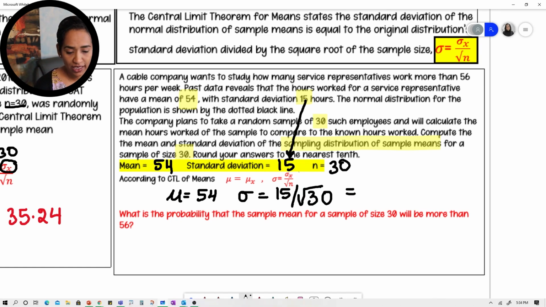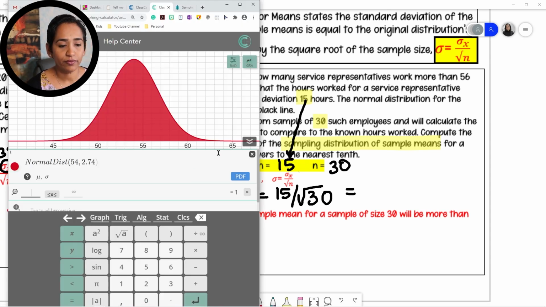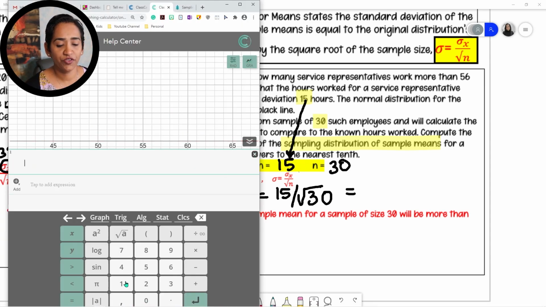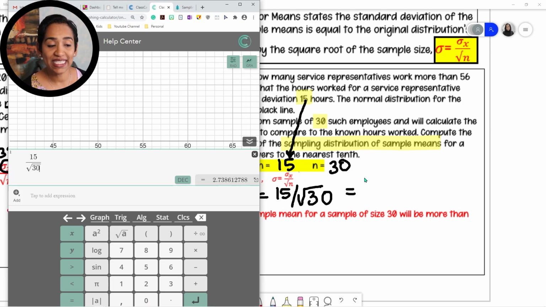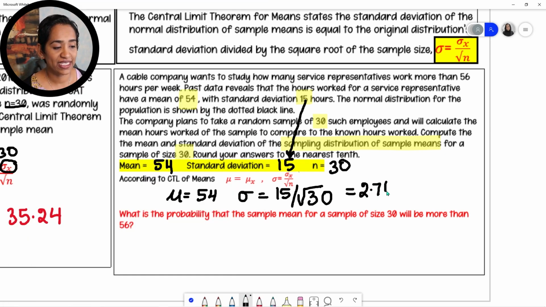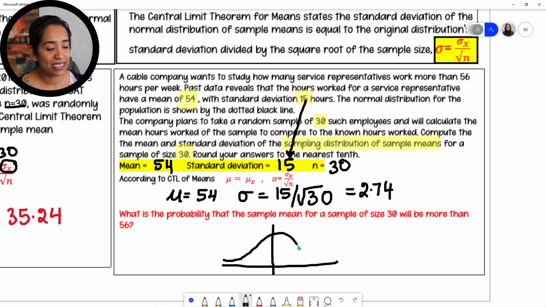So when I plug that into the class calc, it is 15 divided by the square root of 30. I get 2.74. So we found the mean of the sampling distribution, and we also found the standard deviation. What's my next step? What is the probability? Keep in mind, every time they use the word probability, it's nothing but the area under the curve. So we know that this sampling distribution mimics a bell-shaped curve, and they're asking us to find the area under the curve.